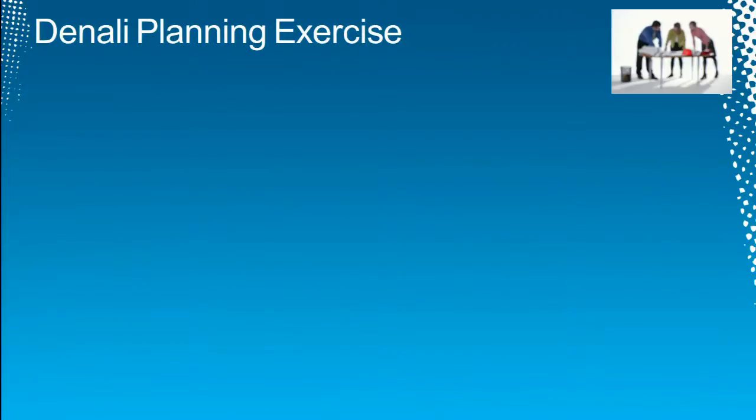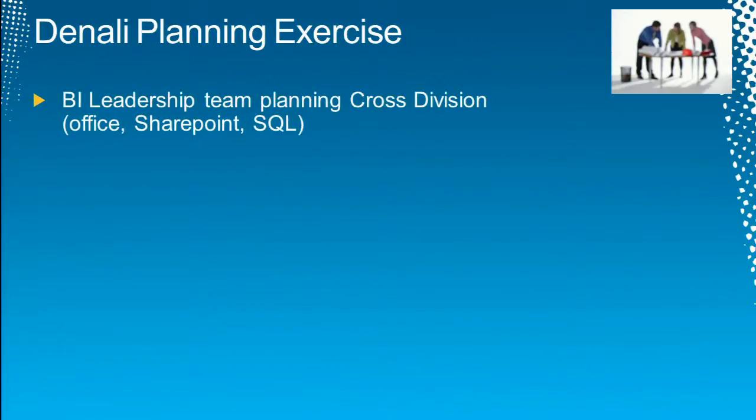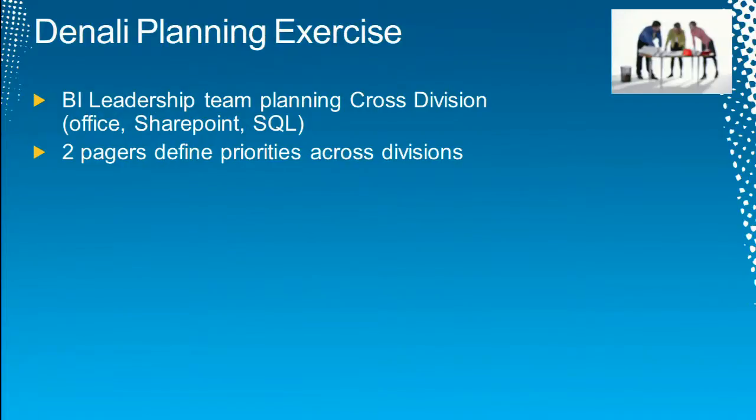So in order to actually plan a BI release, which happens with two different releases, the release of Office and the release of SQL Server, we have a joint exercise. There's a body called the BI Leadership Team, a cross-divisional body of the leaders of SQL Server, Office, and SharePoint, and they get together and say, okay, what's the direction of BI that we want to push, and how are we going to divide up the work that needs to be done?